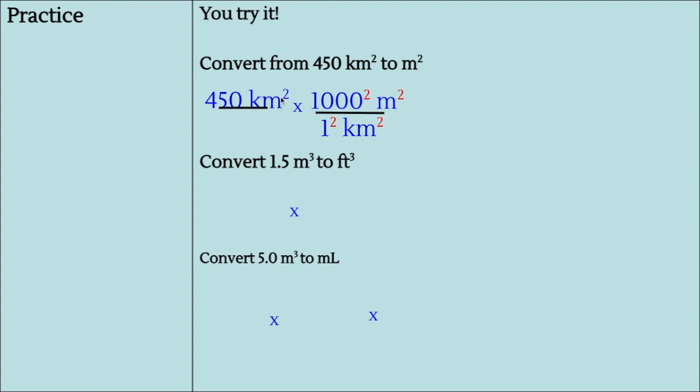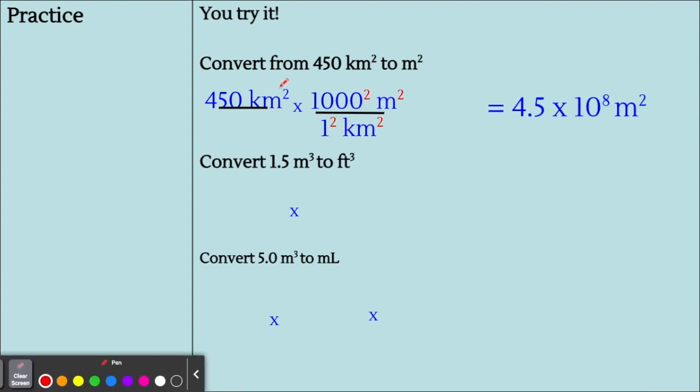If we have squared or cubed units, we need to square or cube our ratio. So now we can see that kilometers squared are going to cancel out, and we're just left with meters squared. Multiply everything through, we get 4.5 times 10 to the 8th meters squared. Make sure we're including our units.